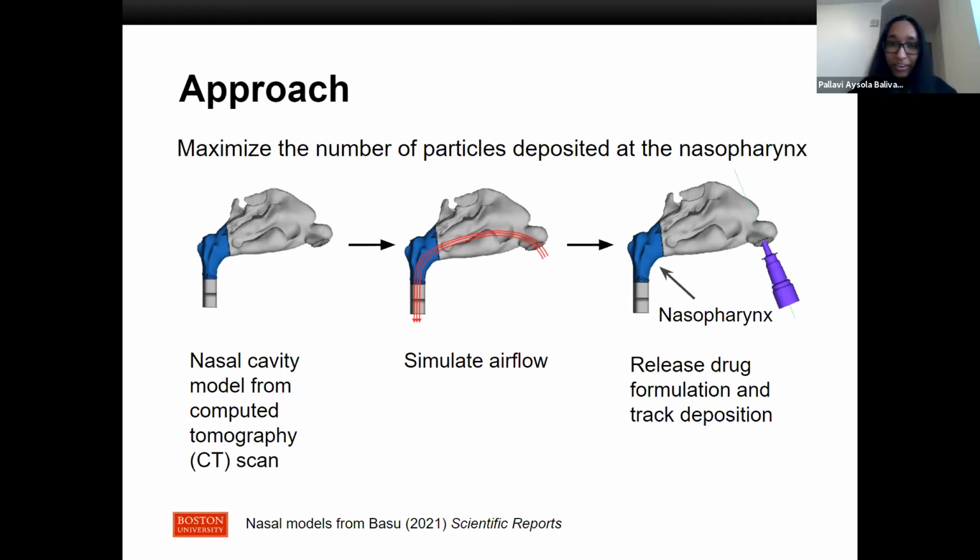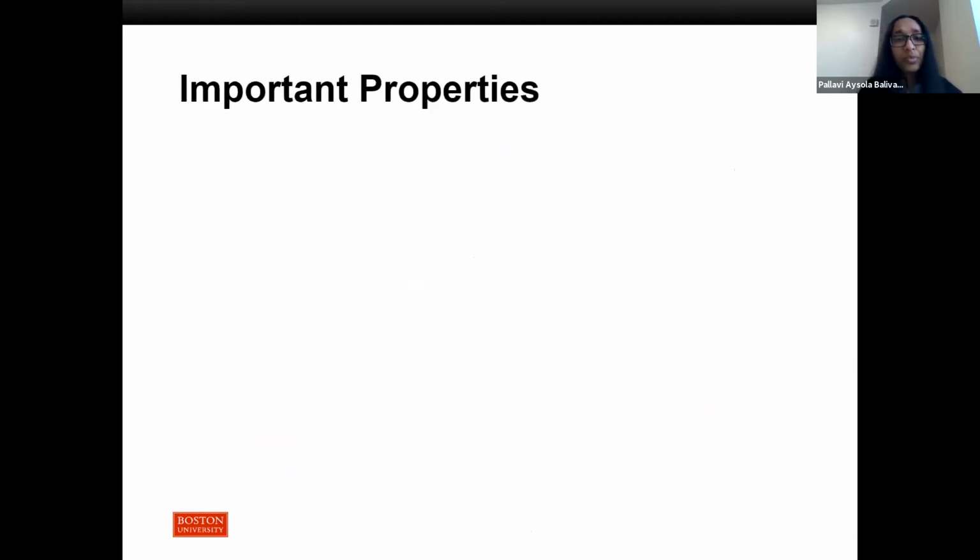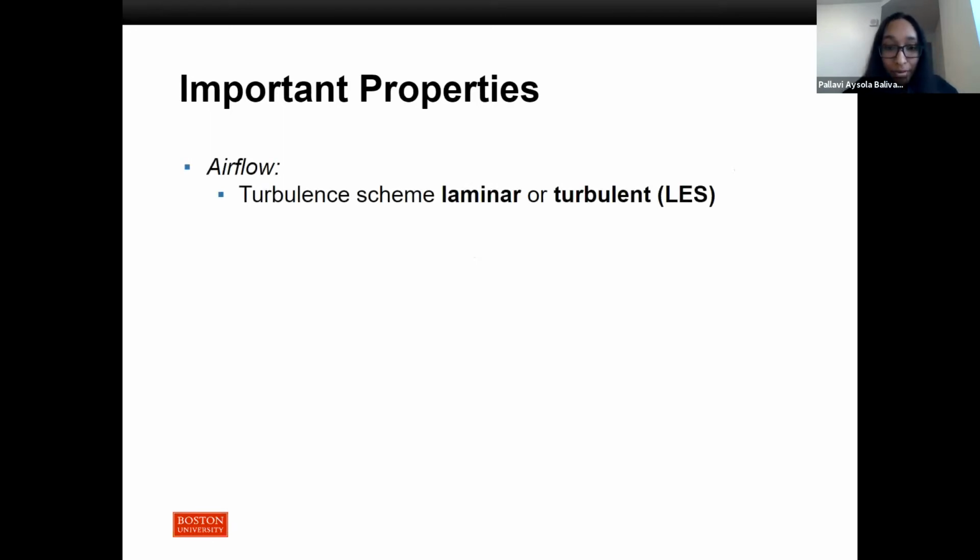So this is really the workhorse of the whole project, but there are many parameters that we needed to set up in our framework to test. So I just want to highlight a few key ones. The first is looking at the airflow turbulence scheme. We can have either laminar flow or turbulent flow, which we also refer to as LES. A laminar model is really good for approximating a resting breathing rate or a low flow rate, and turbulent flow is usually seen at higher flow rates.